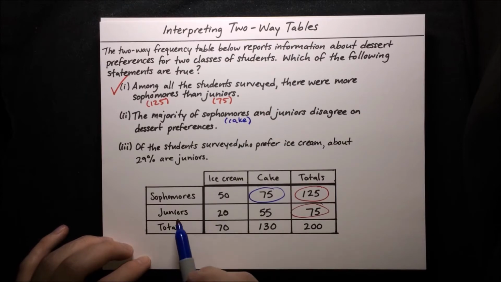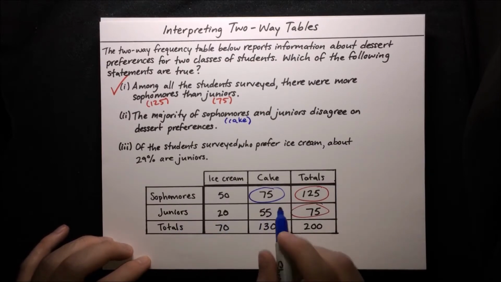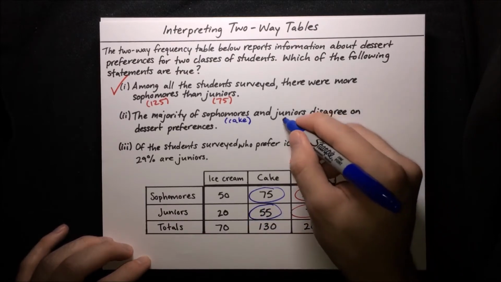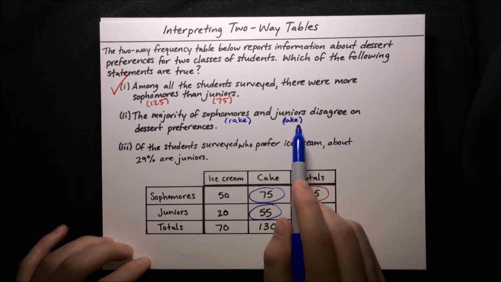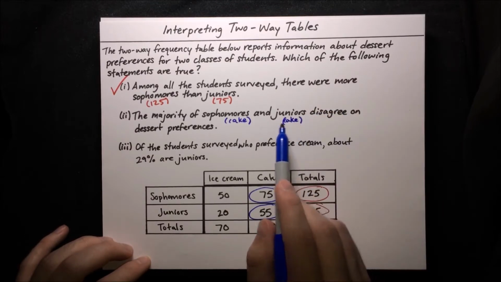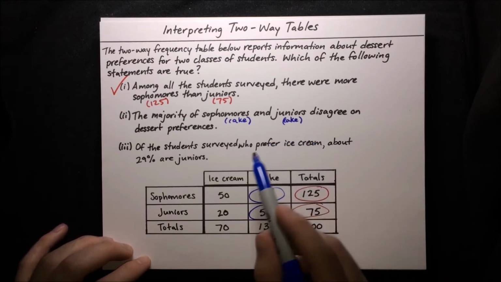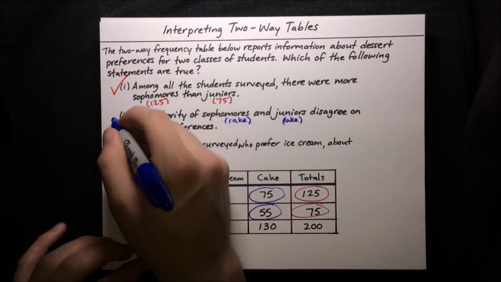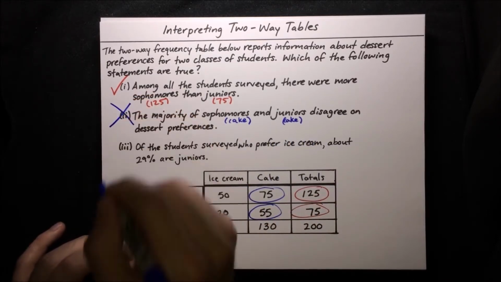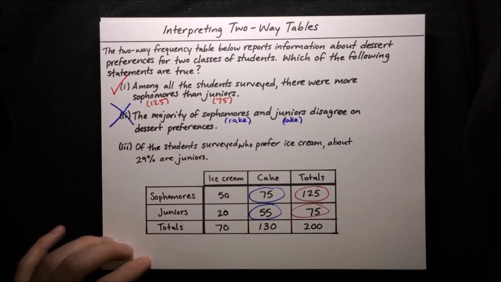And then how about for juniors? For juniors, 20 prefer ice cream, 55 prefer cake. So again, 55 is the bigger one, so more juniors prefer cake. And we see that for sophomores and juniors, the majority of them share the same dessert preferences. So no, they don't disagree on dessert preferences, the majority. They have the same preference. So this is wrong.